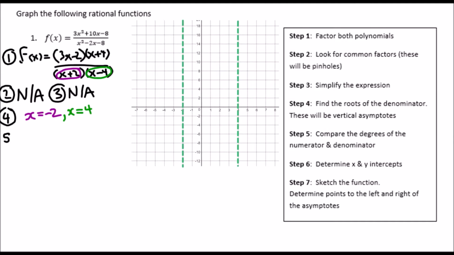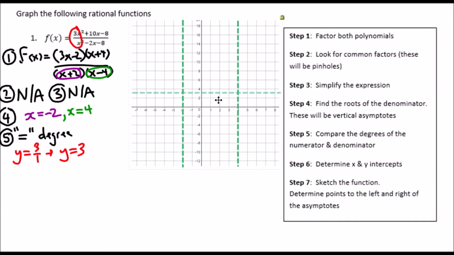Step 5 says look at the degree of the numerator and denominator, and usually, well, in 2 cases we've got a horizontal asymptote. Since they're equal degree, what I do here is I just divide the leading coefficients. So I'm going to divide these two here. So I'm going to have y is equal to 3 over 1, but Mr. Wills, that's silly. Just write it as y is equal to 3. So here we go, y is equal to 3, which is right about here.